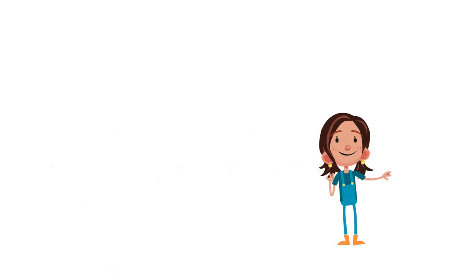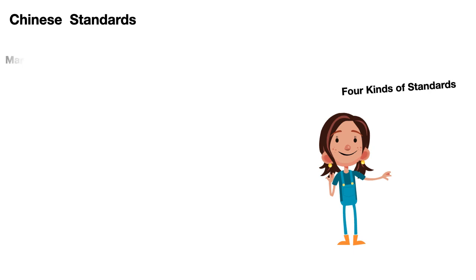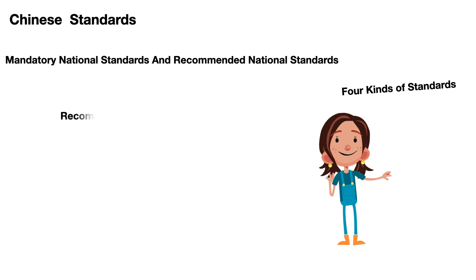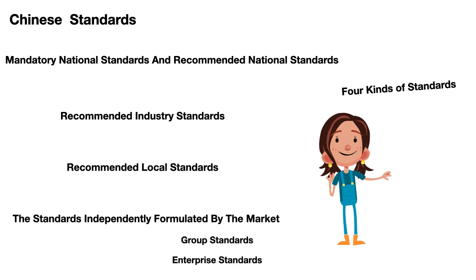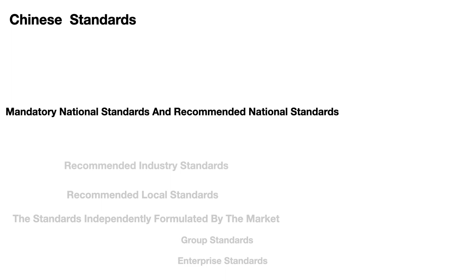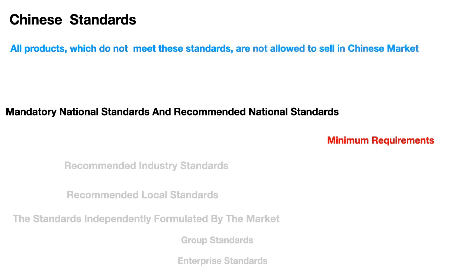Here is a brief introduction to Chinese standards. In China, there are four kinds of standards: mandatory national standards and recommended national standards, recommended industry standards, recommended local standards, and the standards independently formulated by the market. They are divided into group standards and enterprise standards. Mandatory national standards and recommended national standards are minimum requirements for a product to enter the Chinese market. That means all products which do not meet these standards are not allowed to be sold in the Chinese market. The prefix of the standard number for mandatory national standards is GB, and for recommended national standards is GB/T.